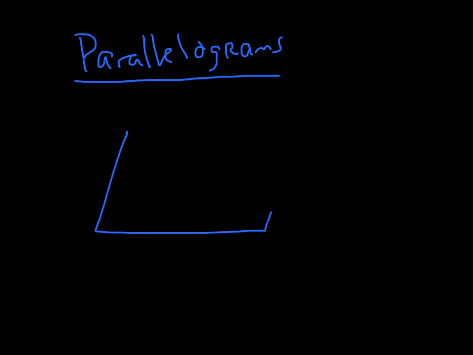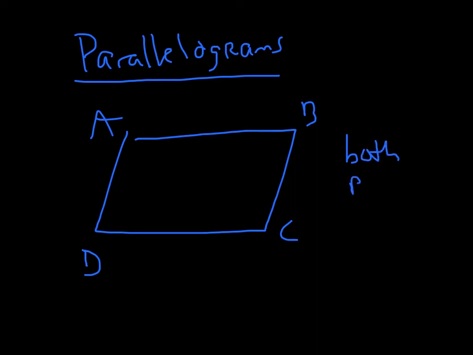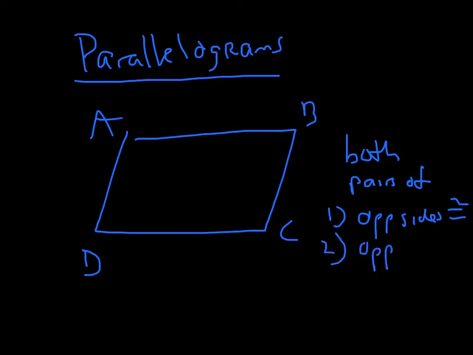And then if we look at properties of parallelograms, this is where all the opposites come in. Remember, we have three that have the word both. So both pairs of, so number one, opposite sides are congruent. Both pairs of opposite angles are congruent. Both pairs of opposite sides are parallel.